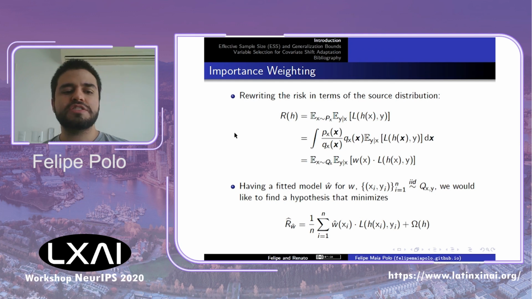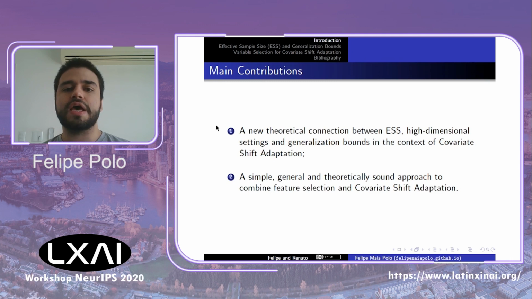Our paper has two main contributions, which are a new theoretical connection between effective sample sizes, high-dimensional settings, and generalization bounds in the context of covariate shift adaptation, and a simple, general, and theoretically sound approach to combine feature selection and covariate shift adaptation. So let's talk about our first contribution.